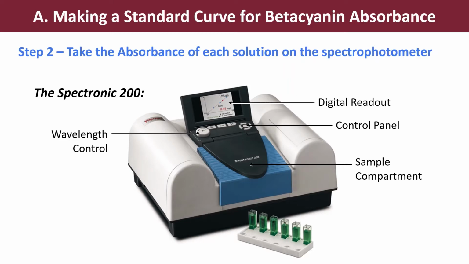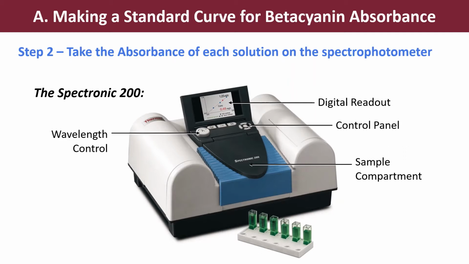Now that we've made our dilution series, we're ready to use the spectrophotometer. This here is the Spectronic 200. This is the instrument that we have in the Biology 107 lab. There are many different models of spectrophotometers. These ones are actually really nice to use.